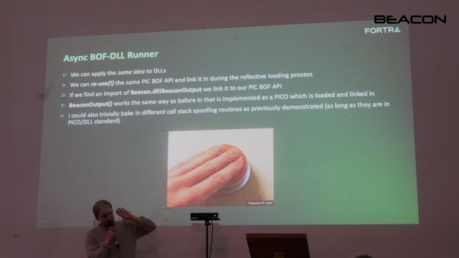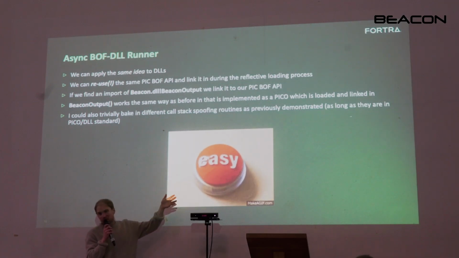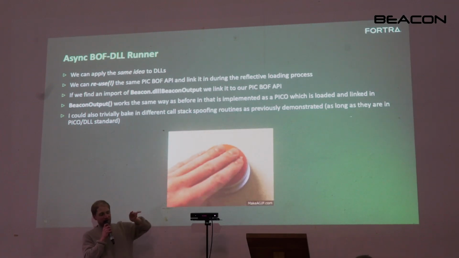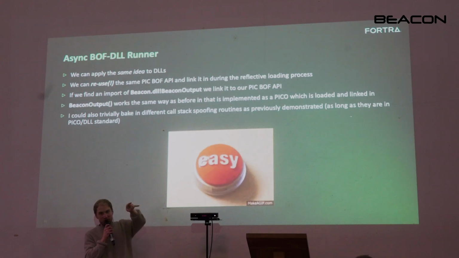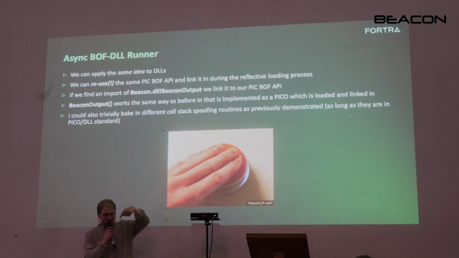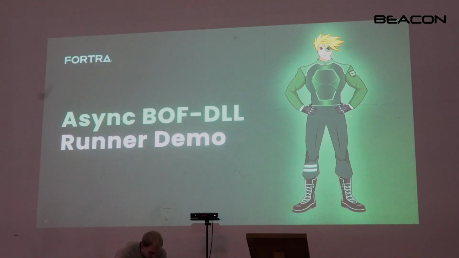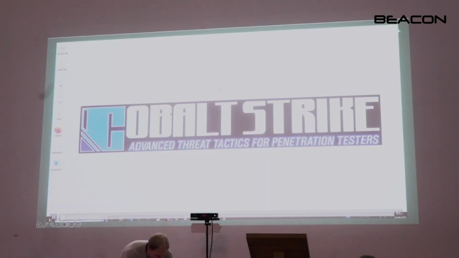But I've just demonstrated I can do it with BOFs. I can do the same thing with a DLL. All I need to do is, when I'm loading it, if I see Beacon DLL, Beacon output, then I just link it to my PICO BOF API. The API can still use the same PIC stub. I'm just reusing the same code. And if I can be bothered to do it, you could also use the call stack spoofing, etc. as well. And so here is a quick demo of this.